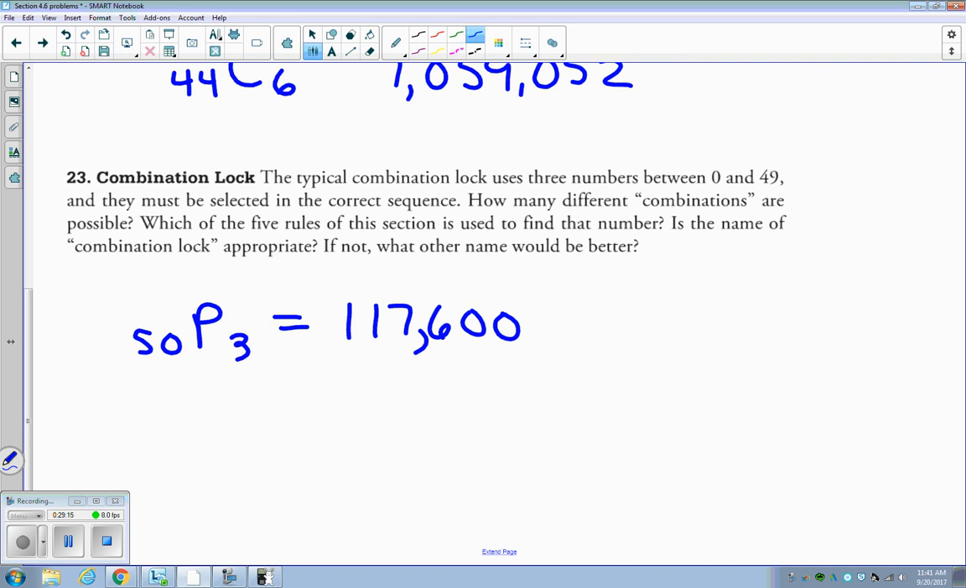So, which of the 5 rules? Well, the rule is the permutation where I have an amount and I select 3. Is the name combination lock truly appropriate? No. Can you think of a better name? Go ahead, tell me the name you came up with. Permutation lock. Simple and easy because now you know, right? Maybe it should just be a number lock, but only the people who take a class and know the difference between a permutation and a combination would really know that, right? Okay.